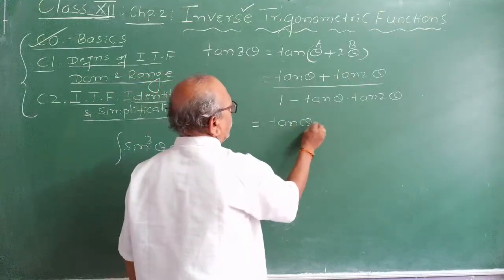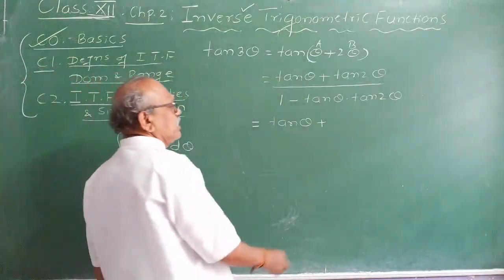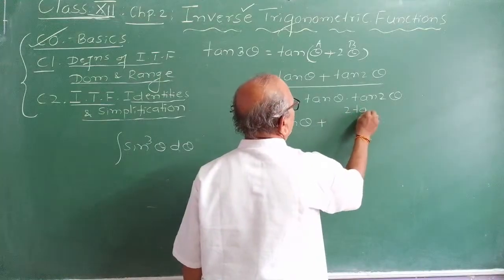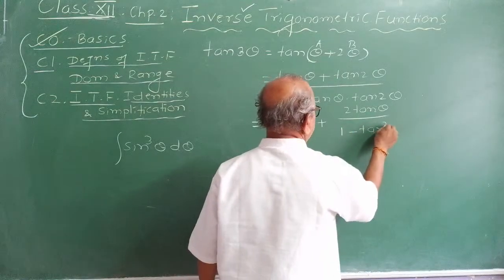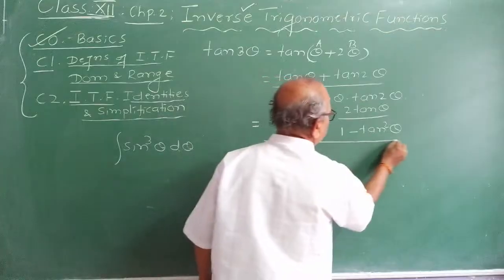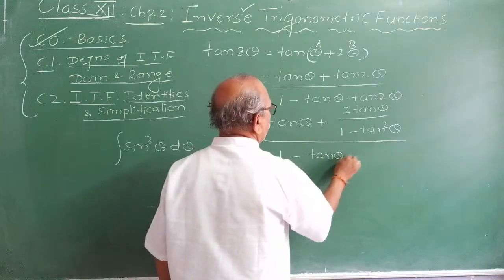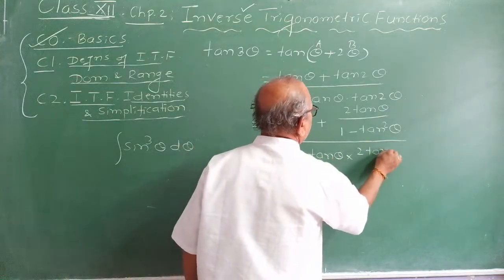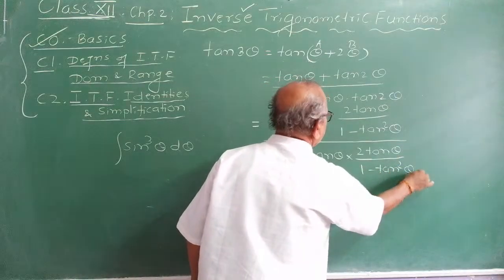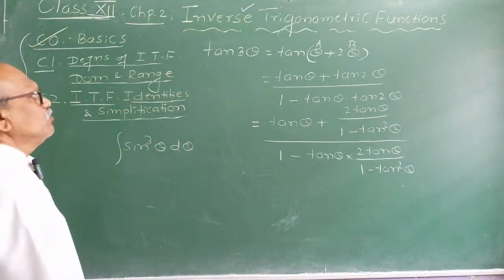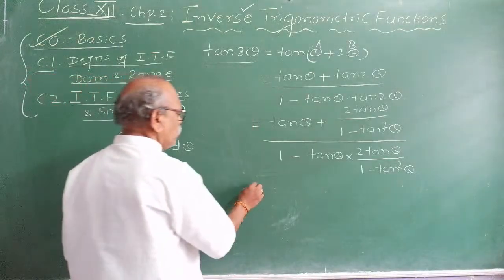Recall and tell me what is the formula of tan 2 theta. Tan 2 theta, we proved in the last class, that is 2 tan theta upon 1 minus tan square theta, whole divided by 1 minus, write the formula of tan 2 theta here. What is tan 2 theta? 2 tan theta divided by 1 minus tan square theta. Observe how the tan 3 theta formula is derived. Okay, next one.